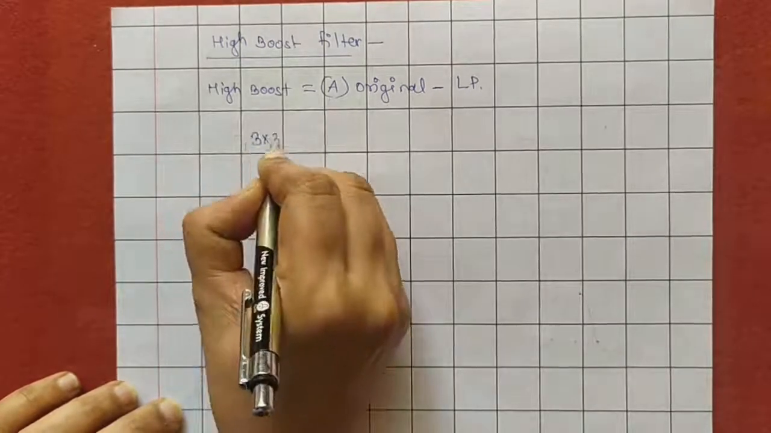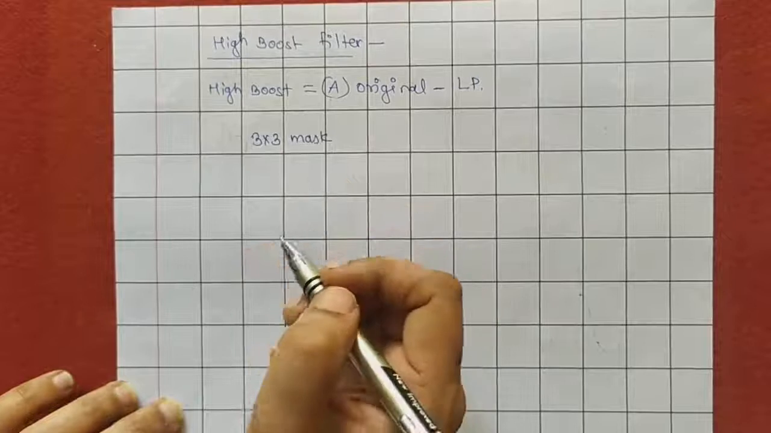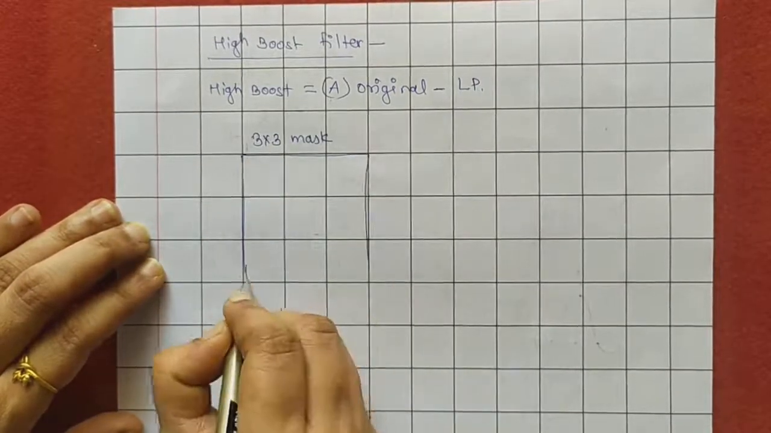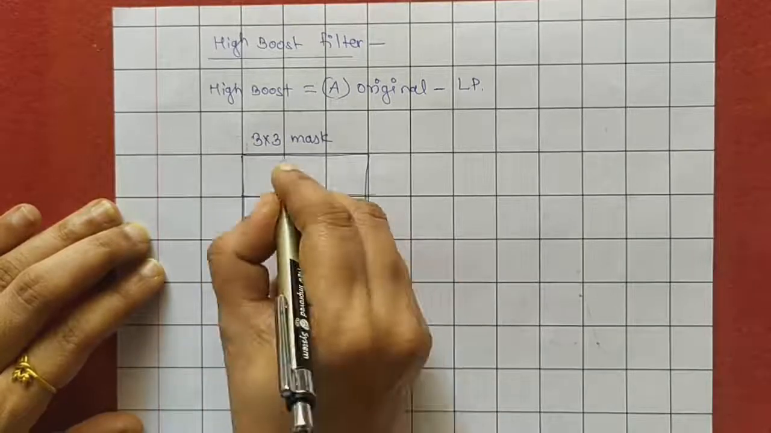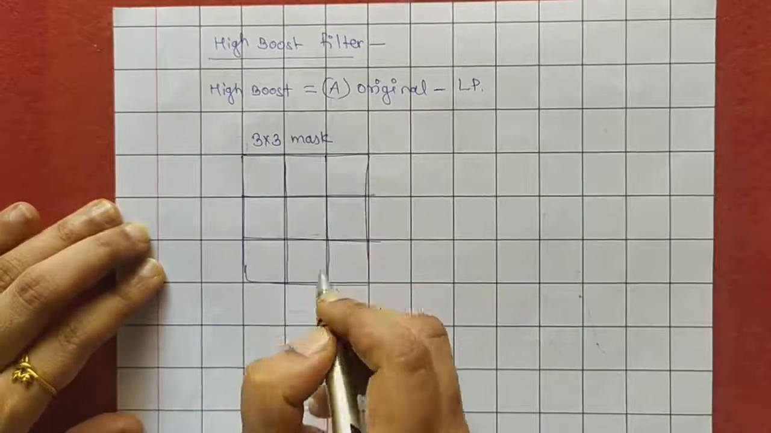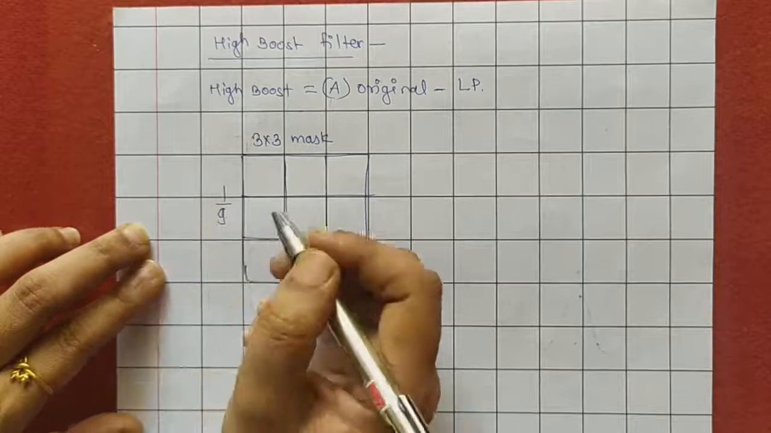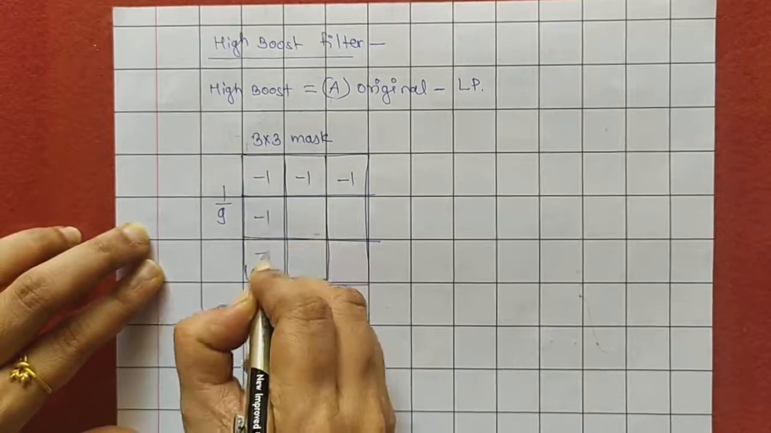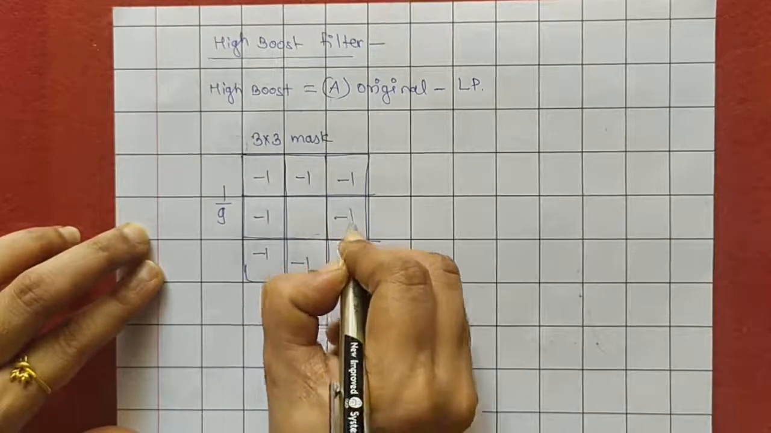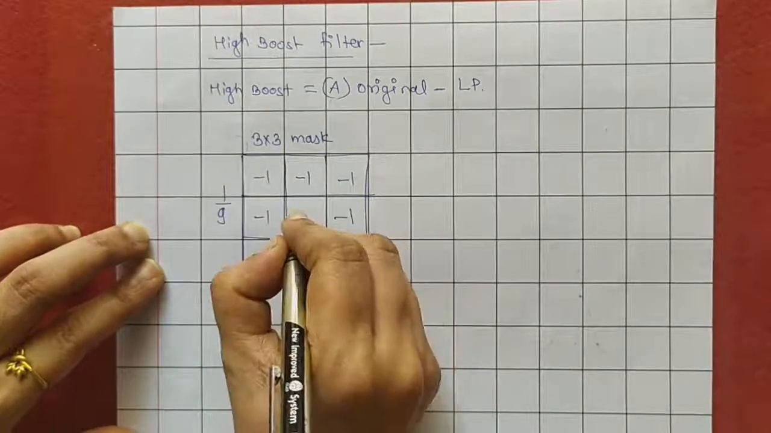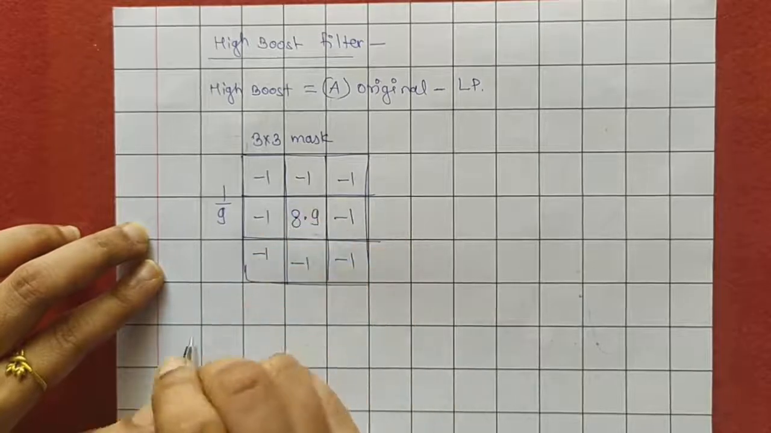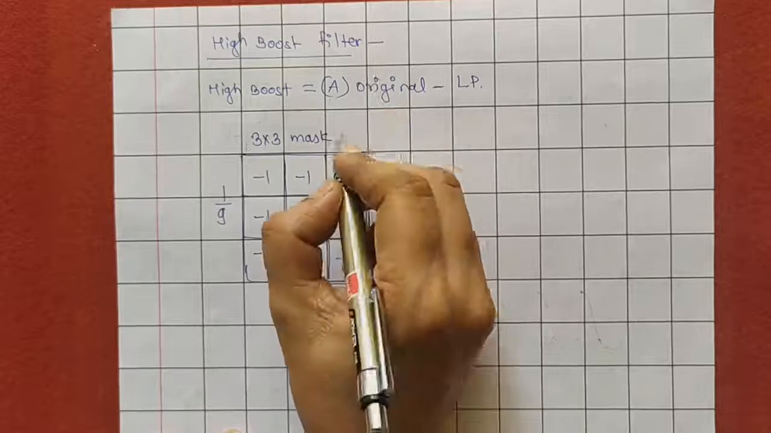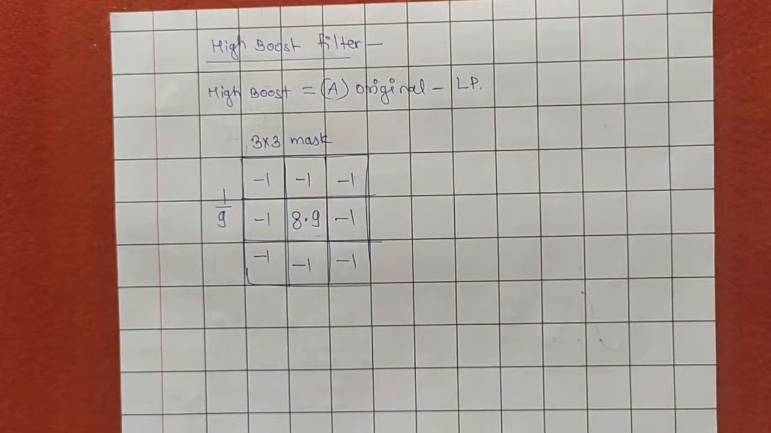So a 3 by 3 mask for this high boost filter is represented like this. One by 9, with -1 for all the surrounding values, and the center value is positive, 8.9 in the case of the 3 by 3 high boost filtering mask.